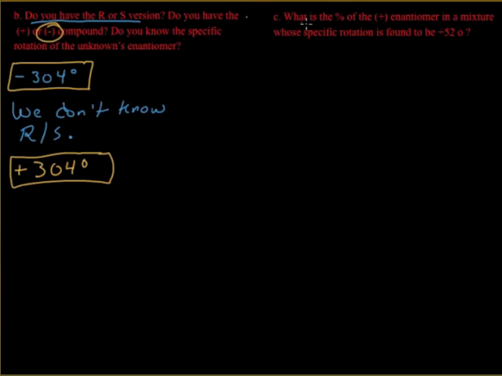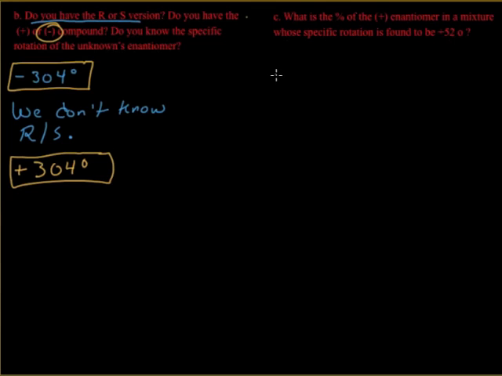Okay, now how about the next part? C says, what is the percent of the plus enantiomer in the mixture whose specific rotation is found to be plus 52 degrees? Okay, so this time we have a mixture of the two enantiomers, and immediately we'll want to know, just think about this, do we have more of the plus or the minus? Well, since the specific rotation of the mixture is plus 52, that means I must have more of the plus version. If I had equal amounts, how much would it bend light? It would bend the light by 0 degrees. So the fact that the specific rotation is plus 52 means we have more of the plus version.